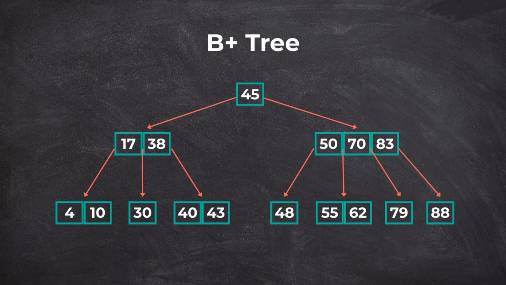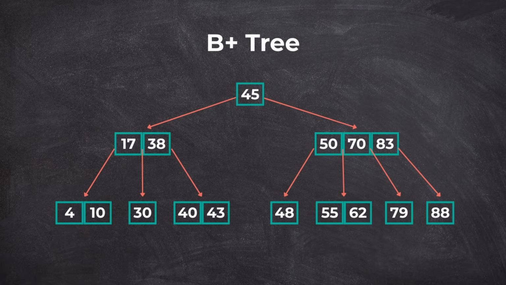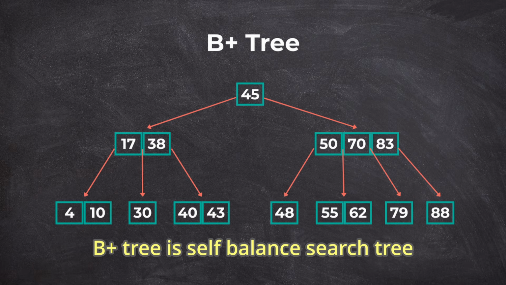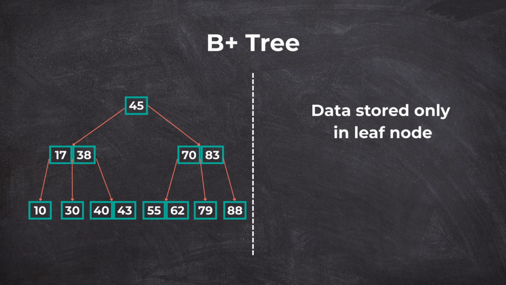Today, I'll explain one of the most important data structures used in databases and file systems, the B+ tree. A B+ tree is a self-balancing search tree that keeps data sorted and allows us to search, insert, and delete records in logarithmic time. Now, it's actually an extension of the regular B tree, but here's the key difference. All the actual data is stored only in the leaf nodes, and these leaf nodes are linked together like a chain.